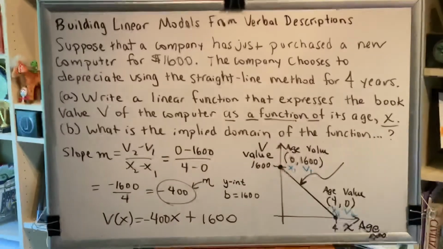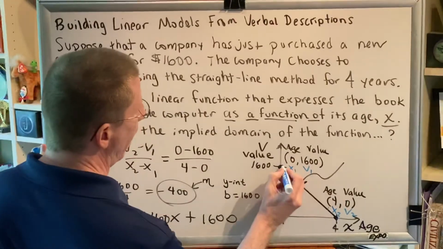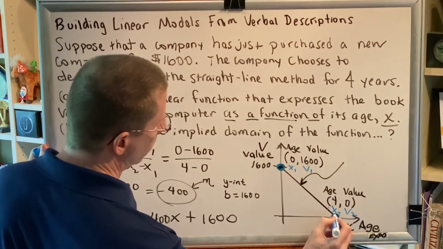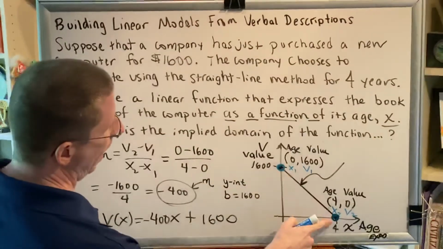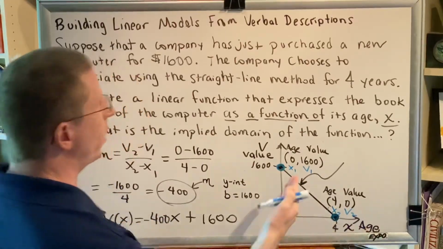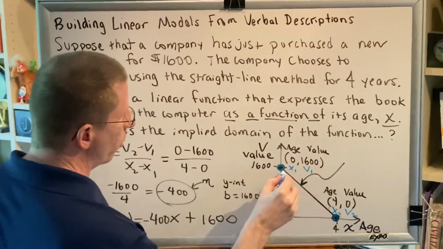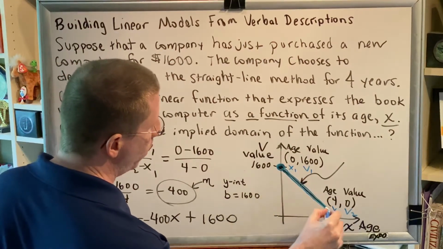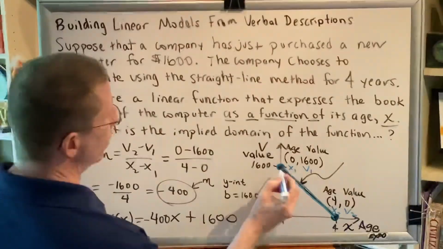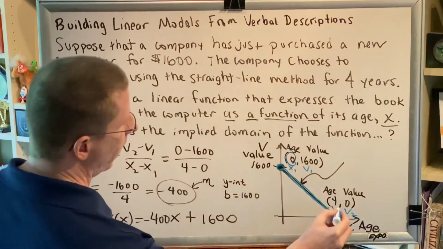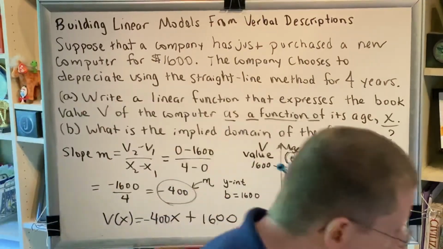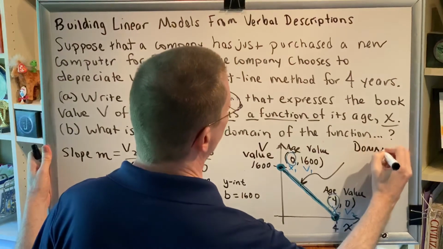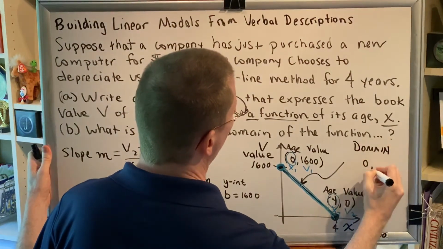Well, we can see just by looking at the graph that the only possible values for x are from this spot to this spot. This is a line segment. It starts and ends at these 2 points. It doesn't continue over here. It doesn't continue over here. So the values of x that we're allowed to use have to be the values of x that are in between these 2 points. So what's the x value here? 0. What's the x value here? 4. So what's the domain? 0 to 4. So our domain for this problem will be 0, 4.